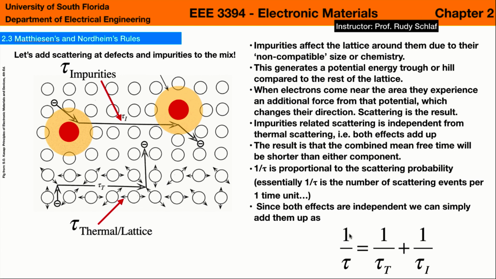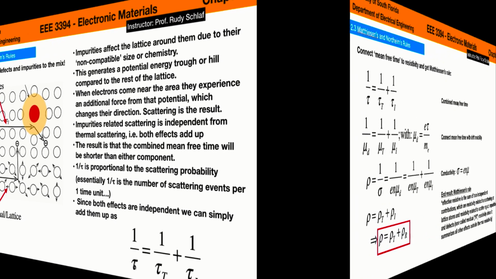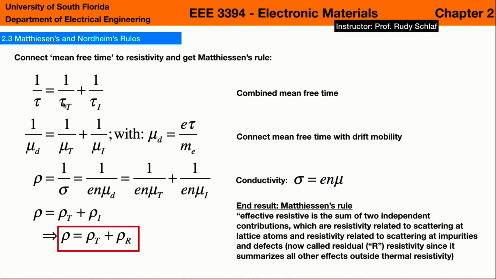And with that, we can calculate the probability for both scattering effects combined, and from that we can determine the combined mean free time of a crystal that also has defects and impurities. So if we can add up the mean free times by just adding up their reciprocals, then we certainly can also add up the corresponding mobilities, because mobility is proportional to the mean free time.